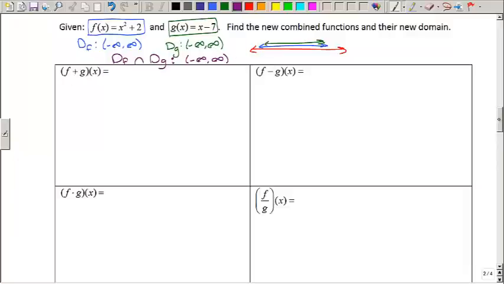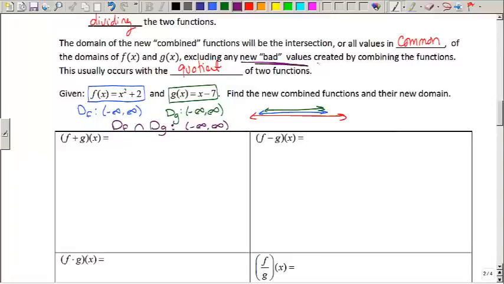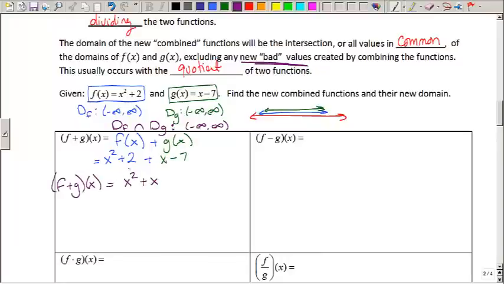But, as I said earlier, if we have any new bad values created, then we're going to have to exclude them from this domain. To find f plus g of x, using the definition, I know it's f of x plus g of x. My f of x values that I can substitute in are x squared plus 2, plus the g of x values I can use are x minus 7. So f plus g of x is simply x squared plus x, combining my constants, minus 5. This is my new function f plus g of x.